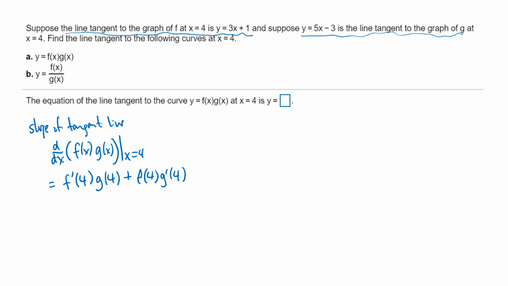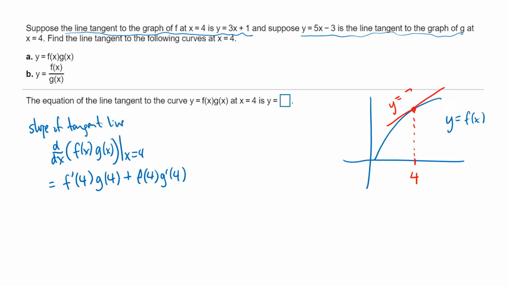When they tell us that the tangent line to the graph of f at x equals 4 is 3x plus 1, what they're telling us is that if I were to graph this function f, so if this is y equals f of x, I don't know that this is what it looks like, but I'm just trying to visualize here. At x equals 4, this tangent line is y equals 3x plus 1.